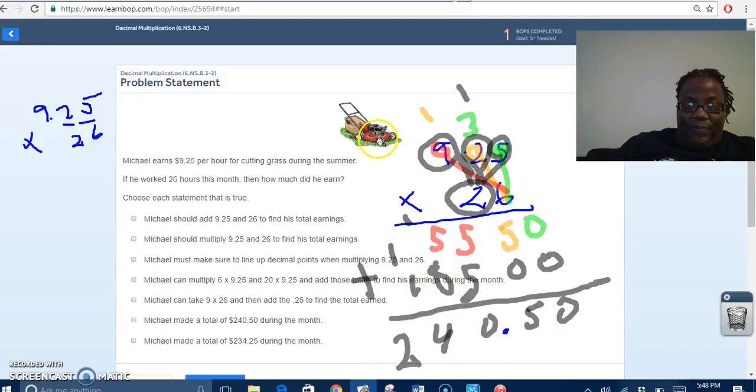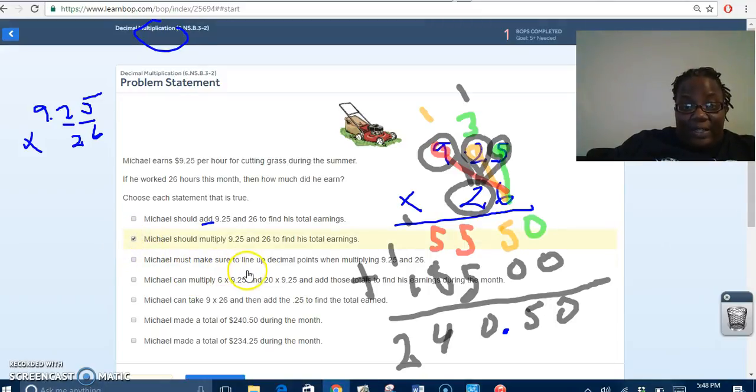$240.50. Okay? Now let's see which one of these statements is true. Michael should add 9.25 and 26 to find his total earnings. Should he add? No, because guess what type of problems you're doing? Multiplication. So we're not going to highlight that one. Michael should multiply 9.25 and 26 to find his total earnings. Yes, because we are doing multiplication.